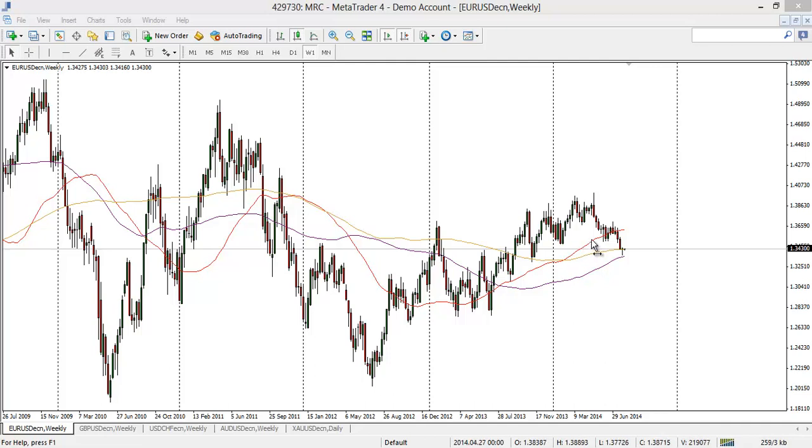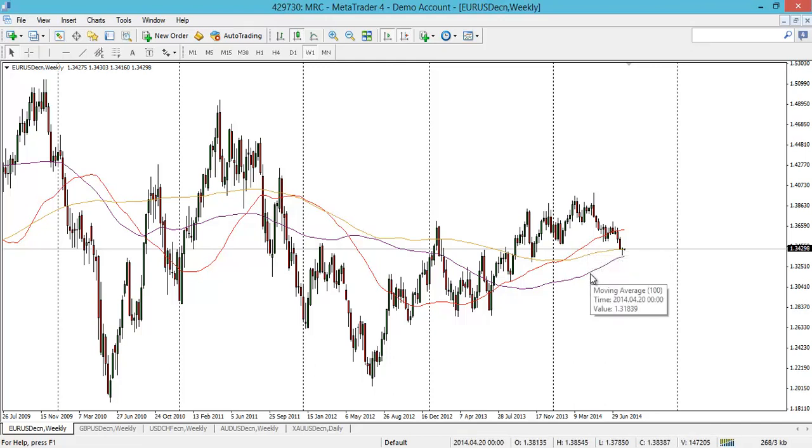And for any new followers out there, we have 3 moving averages on each of these charts. The red one is a 50 simple moving average, the purple is a 100, and the gold is a 200 simple.